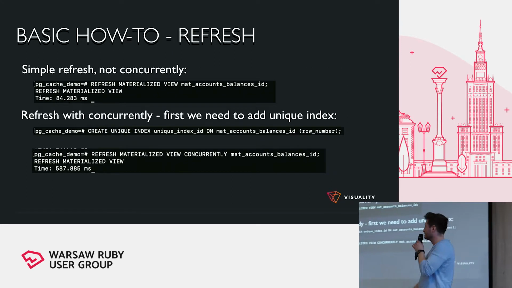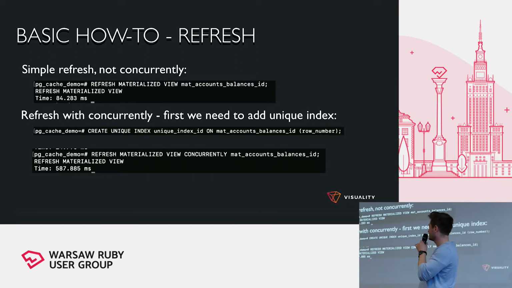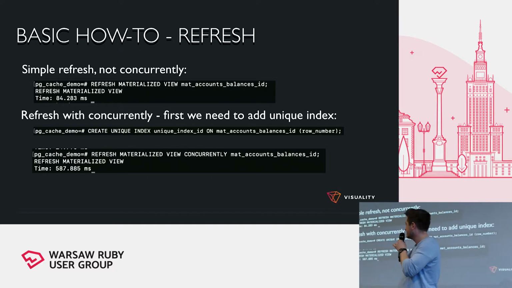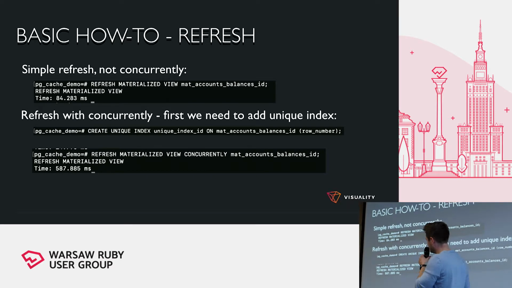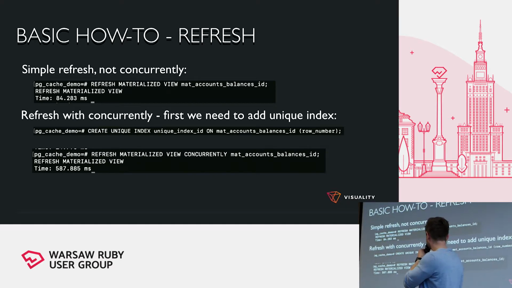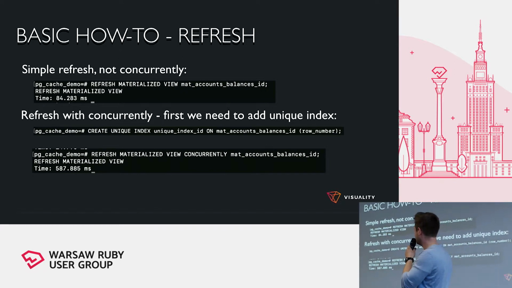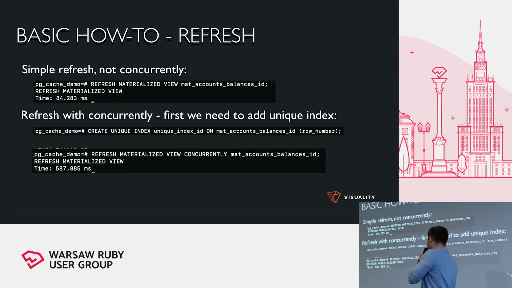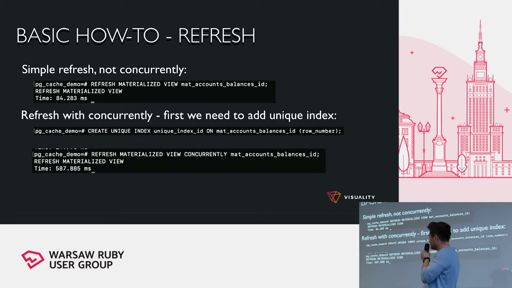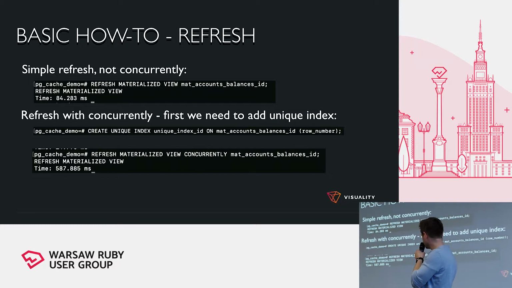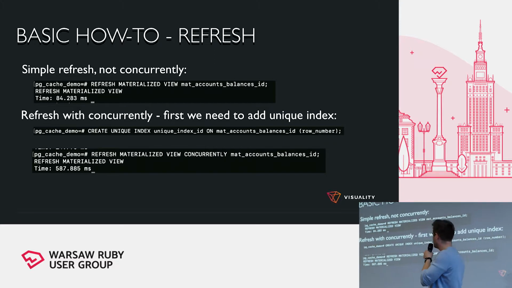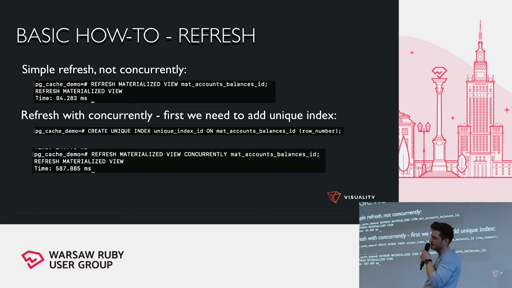So simply, also as a comparison, I used the refresh materialized view, and I also refreshed the materialized view concurrently. As we can see, normal refresh is much faster, but at the price that the user cannot read the data. And refresh concurrently is much longer, almost 7 times, around that, 7 or 8. But the user can still read the data.